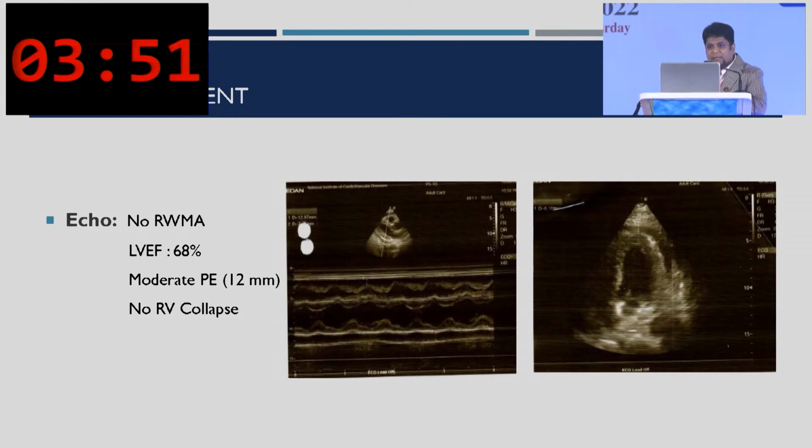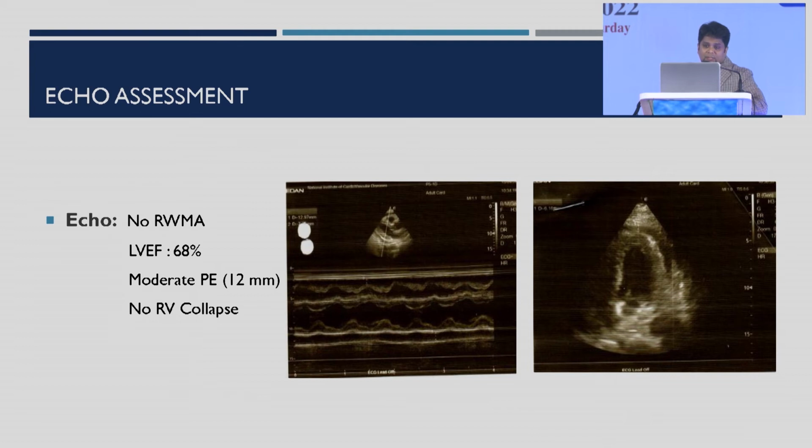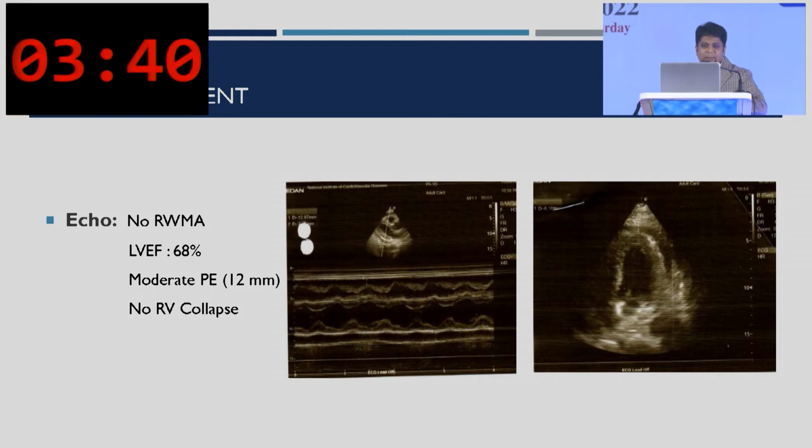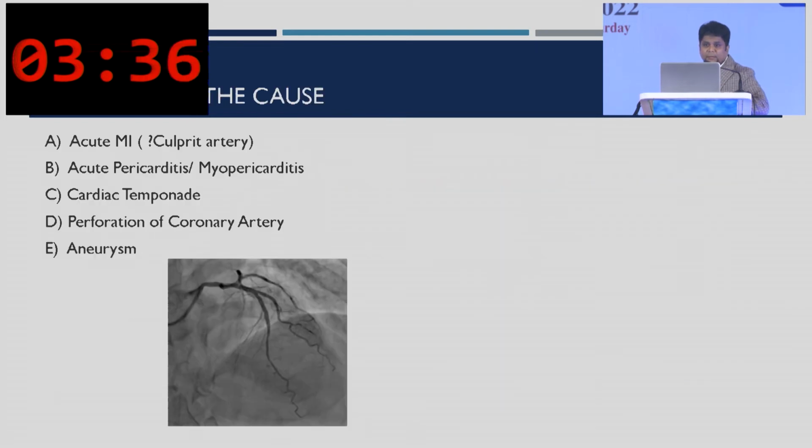So at that time we did echo again, and we saw there is a moderate pericardial effusion, 12 millimeter, but there is no regional wall motion abnormality. Initially it was 4 to 5 millimeter, so a little bit increase of the pericardial effusion, and importantly there is no feature of the RV collapse.